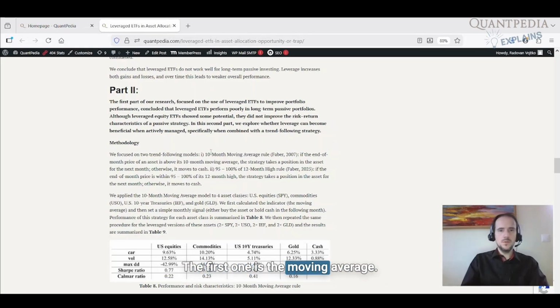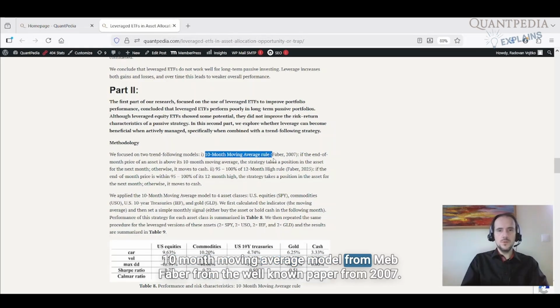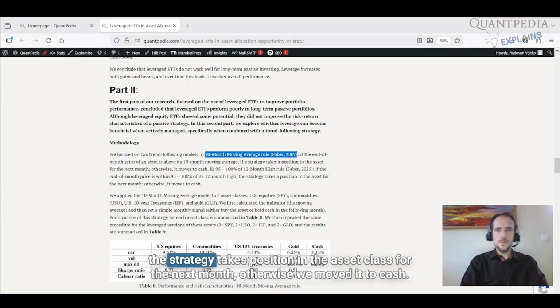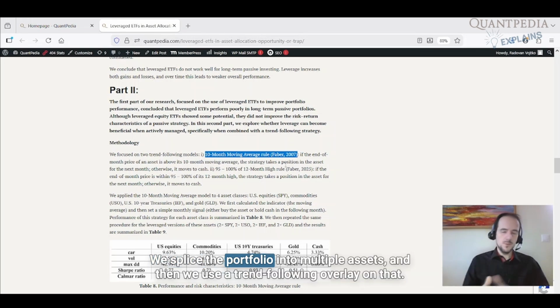The first one is the 10-month moving average model from Faber, from the well-known paper from 2007. So at the end of the month, if the price of an asset class is above its 10-month moving average, the strategy takes a position in the asset class for the next month. Otherwise, we move it to cash.